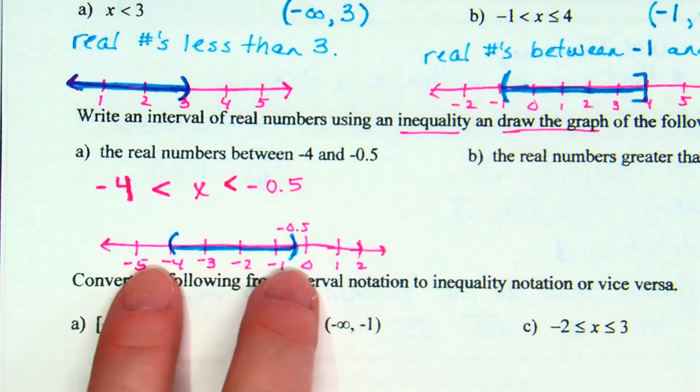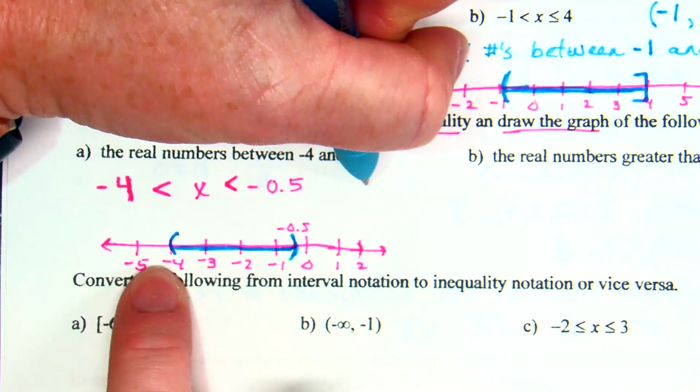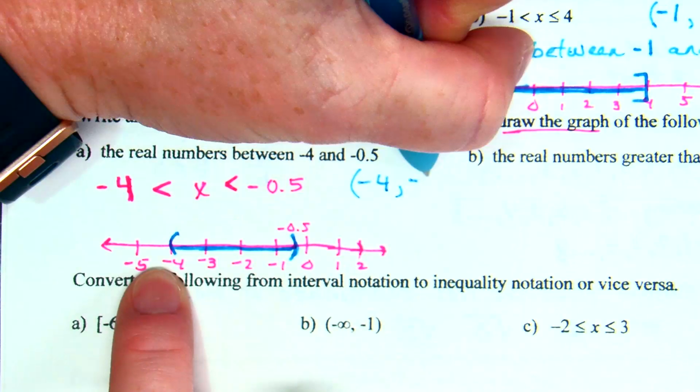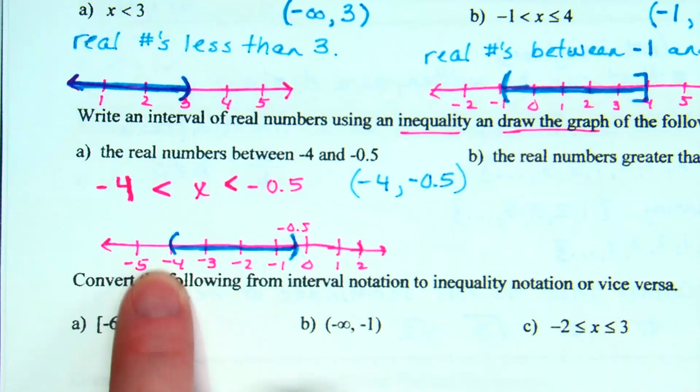You know what to write as interval notation? Again, it didn't ask for it, but interval notation, where's the shading start? -4 with a parenthesis, ends at -5/10 with a parenthesis.